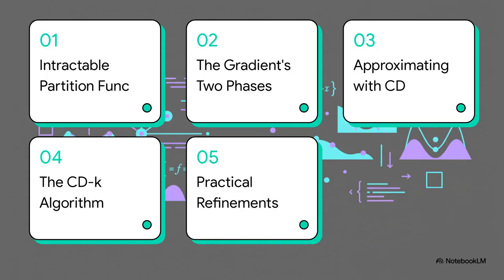So here's our game plan. First, we're going to meet the villain of our story, this thing called the intractable partition function. Then we'll see how the math of the learning process itself gives us a clue, splitting the problem into two distinct phases. This leads us right to the hero of the day, a really clever trick called contrastive divergence. We'll break down exactly how that algorithm works, and then we'll wrap up by looking at some of the practical ways it's been refined and used in the real world.